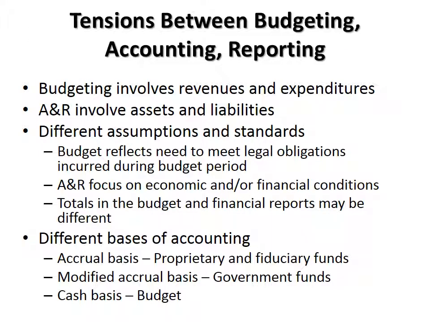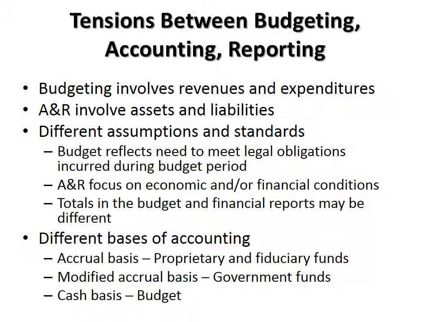While the budget, the accounting system, and the financial reporting system all work in tandem, there are tensions that exist between the three. First, budgeting involves revenues and expenditures, while accounting and reporting typically focus on assets and liabilities. This is because there are different assumptions underlying the budget and there are different standards that guide accounting and reporting. The budget is designed and structured to reflect the government's need to meet the legal obligations that are incurred during that budget period or during the fiscal year.